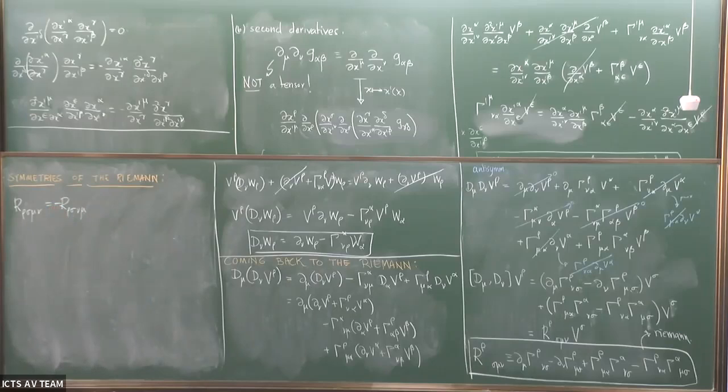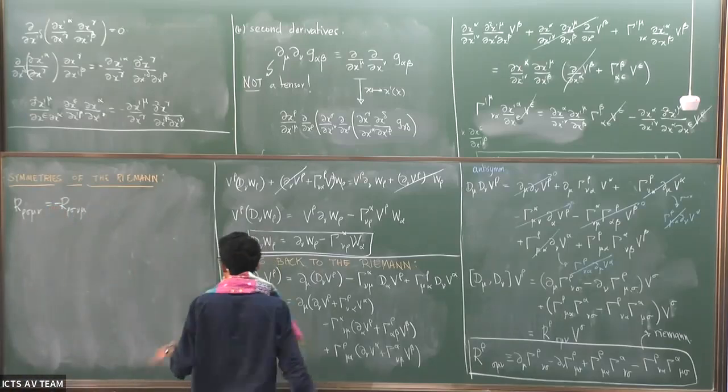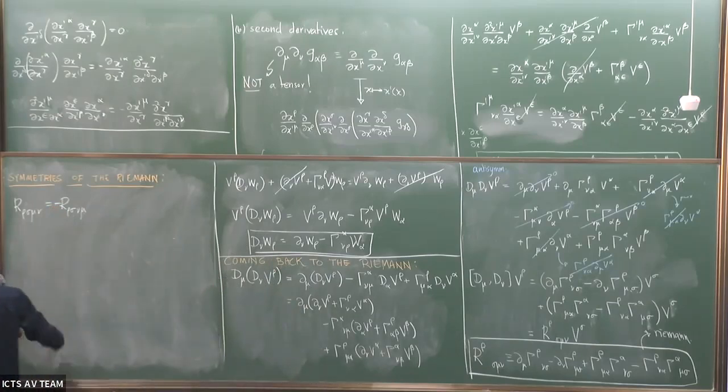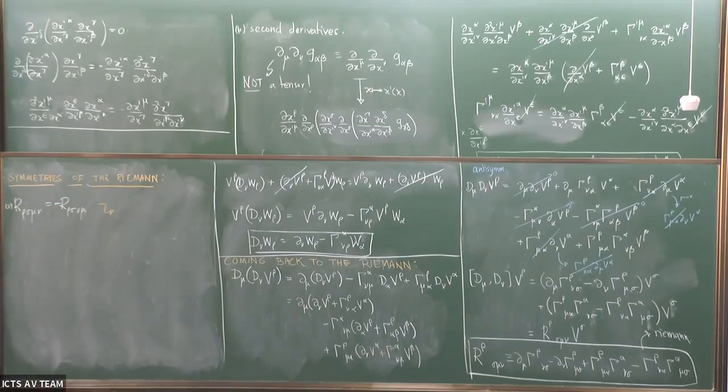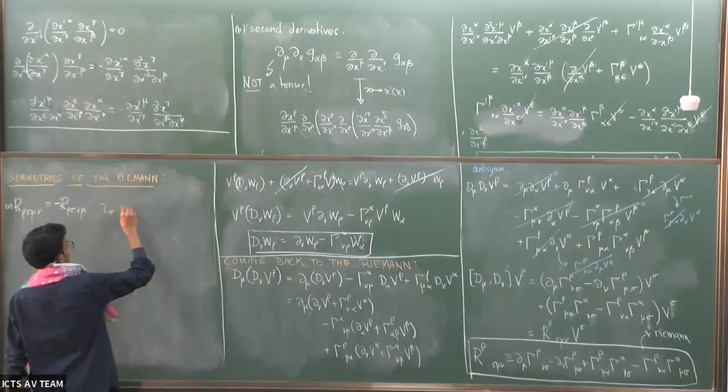this is obvious because remember that I defined the Riemann with the covariant commutation. And the commutation is antisymmetric, so this is true. For those of you familiar with Lie algebras, all these three symmetry properties should make a lot of sense as properties of the commutator. So this is from antisymmetry of the commutator.